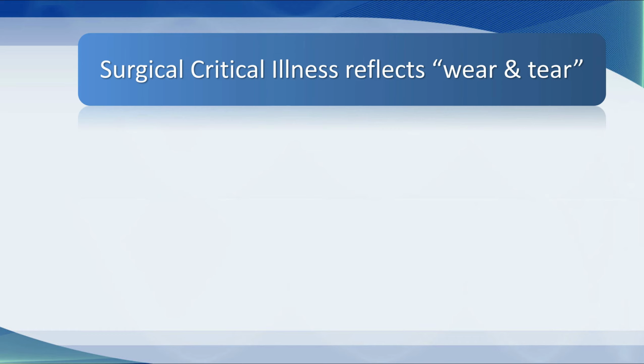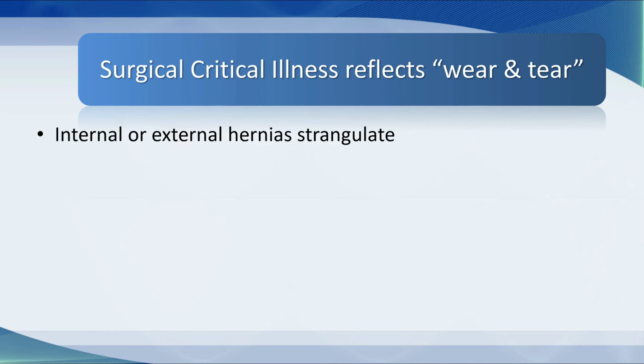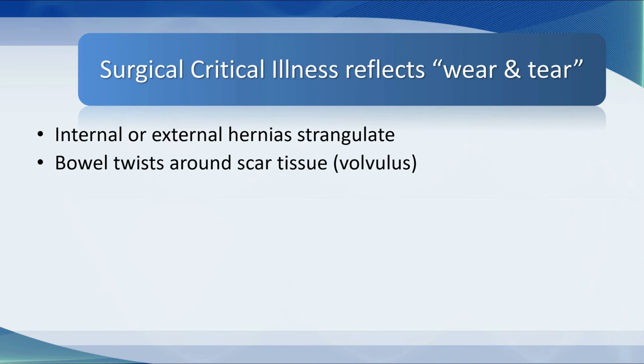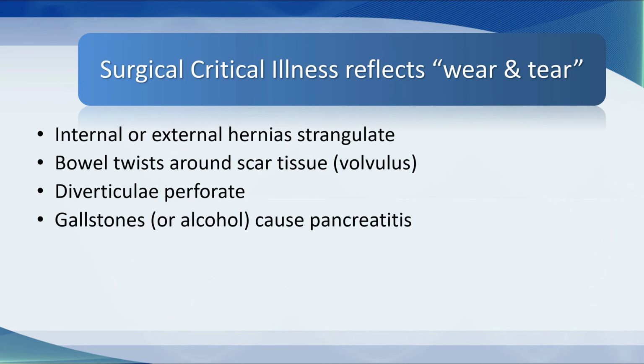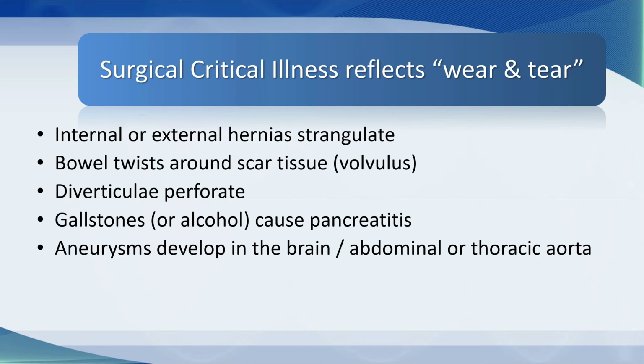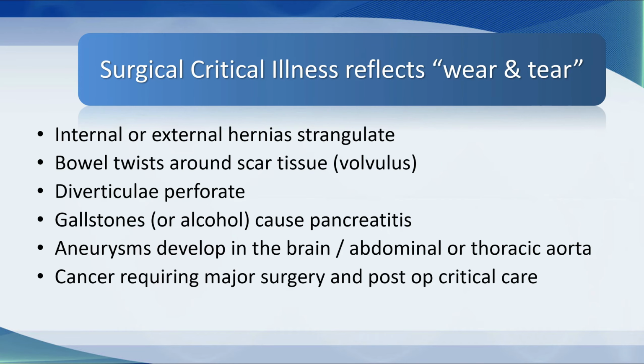Surgical illness reflects wear and tear. For example, internal or external hernias strangulate, bowels twist around scar tissue, volvulus, diverticula perforate, gallstones and alcohol cause pancreatitis, aneurysms develop in the brain, abdominal aorta or thoracic aorta, and cancer requiring major surgery often requires post-operative critical care.